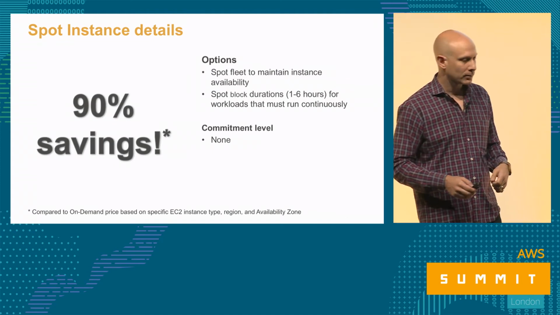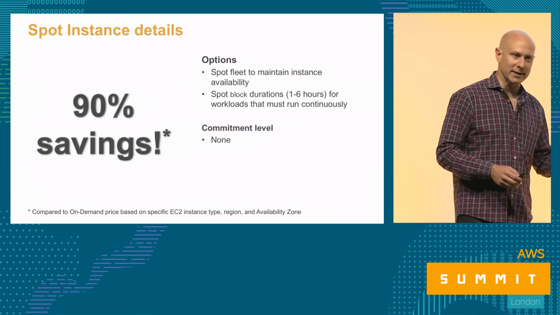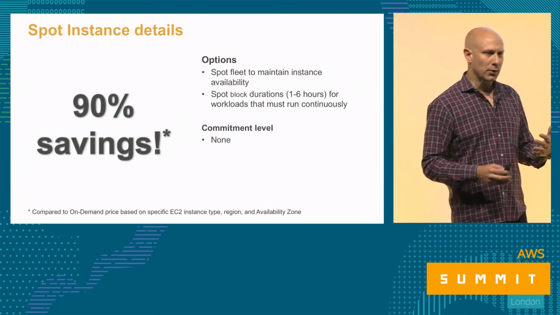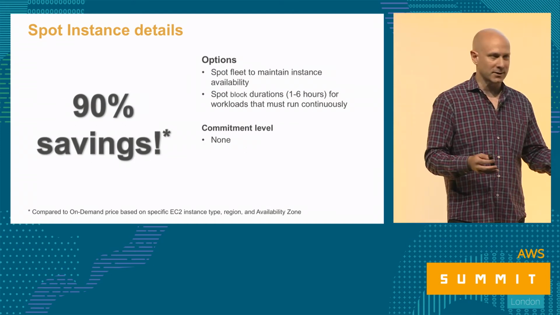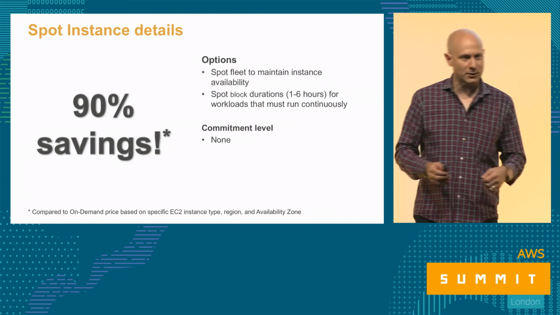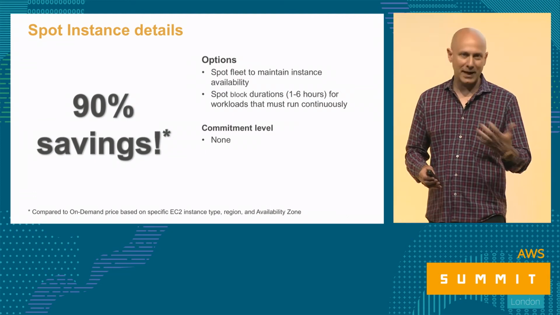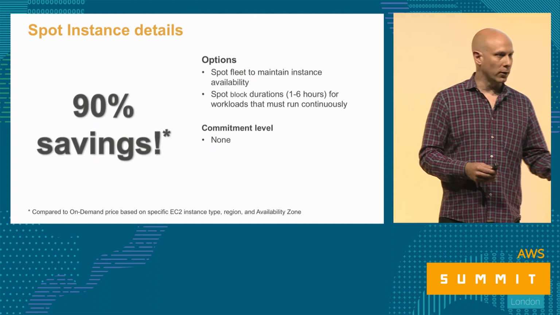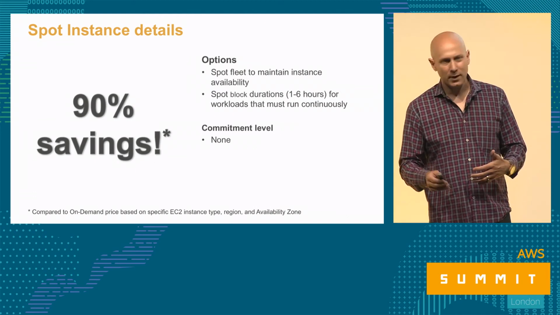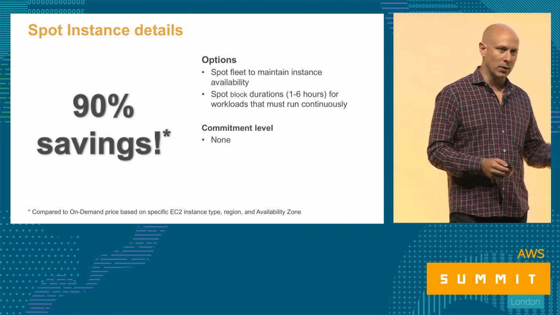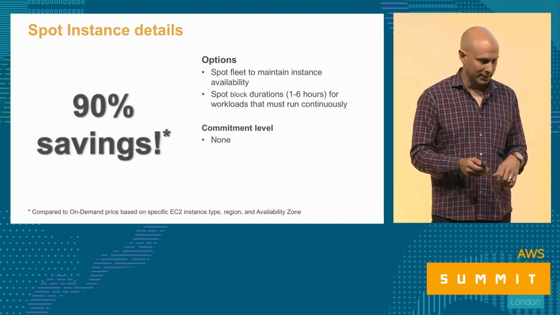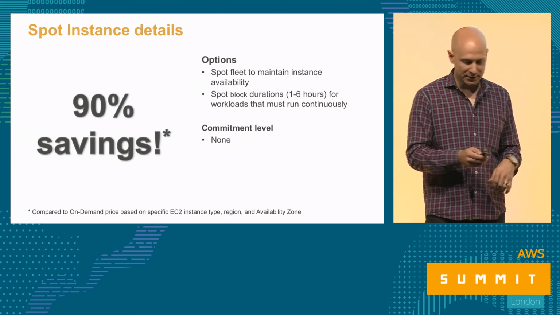We have APIs and tools like Spot Fleet, which is going to help you set up a fleet of Spot instances. Let's say you needed those 30 or 40,000 cores across 500 or 1,000 instances. We're not going to make you do all the work of finding where those instances are and figuring out exactly how to maintain them. We provide tools like Spot Fleet and auto-scaling. And as I mentioned, the commitment level is none.